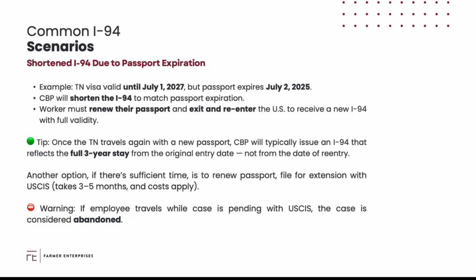Another option, if they don't have any travel plans and there's sufficient time before the new I-94 expires, is to renew the passport and file for an extension with USCIS, which generally takes 3 to 5 months, and extra costs apply. One thing to note, however, is if a case with USCIS is filed and the employee decides to travel and leave the U.S. while the case is pending with USCIS, the case will be considered abandoned.